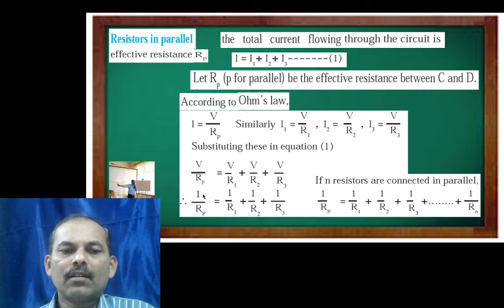Finally, we will get 1 upon Rp equal to 1 upon R1 plus 1 upon R2 plus 1 upon R3. This is the equation of effective resistance of resistors which are connected in parallel. If n resistances are connected in parallel, we will get 1 upon Rp equal to 1 upon R1 plus 1 upon R2 plus 1 upon R3 plus dot dot dot plus 1 upon Rn.